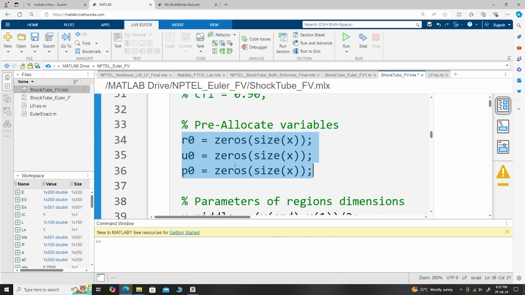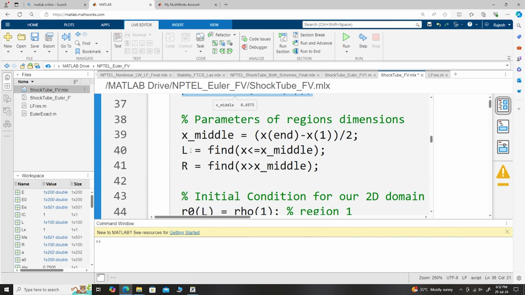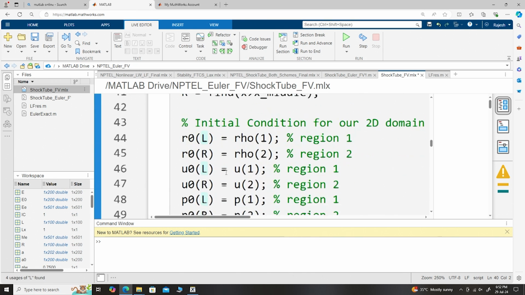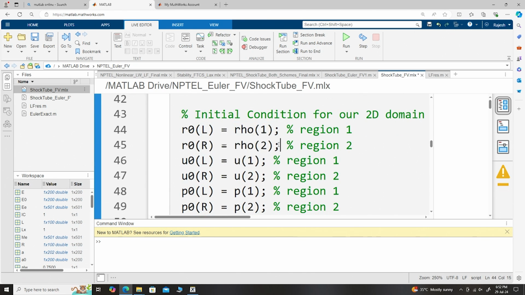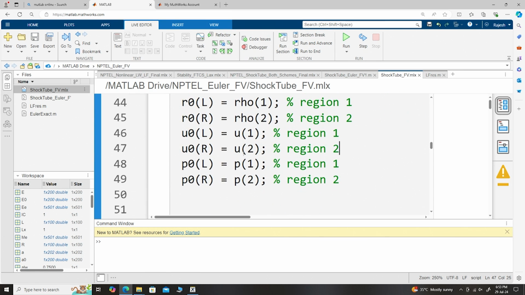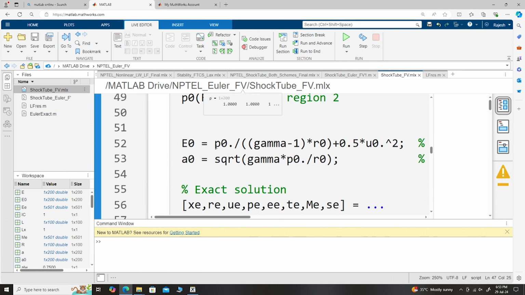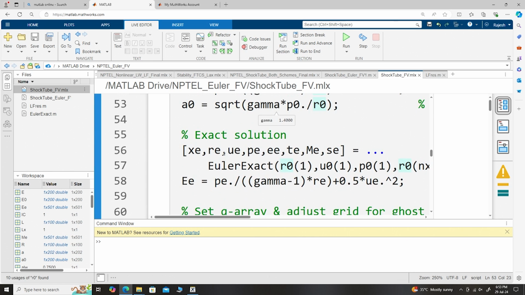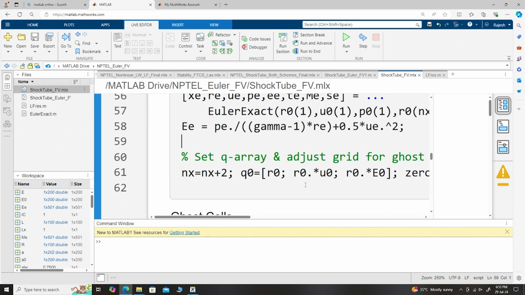and I initialize the arrays, okay, rho 0, u 0, p 0, and if it is left, then you put the conditions on the left, okay, if it is right, then you put the conditions on the right. Okay, you do it for rho, you do it for u, and you do it for p also. Okay, you can calculate the energy and the speed of sound using the formula that we have. Okay, and this is the exact solution which you have already seen earlier also.